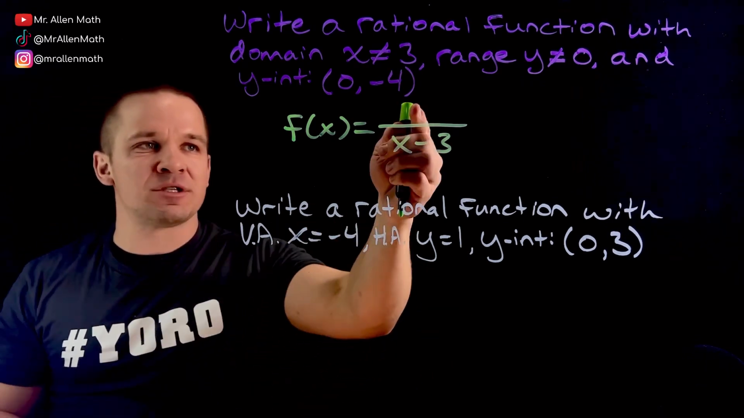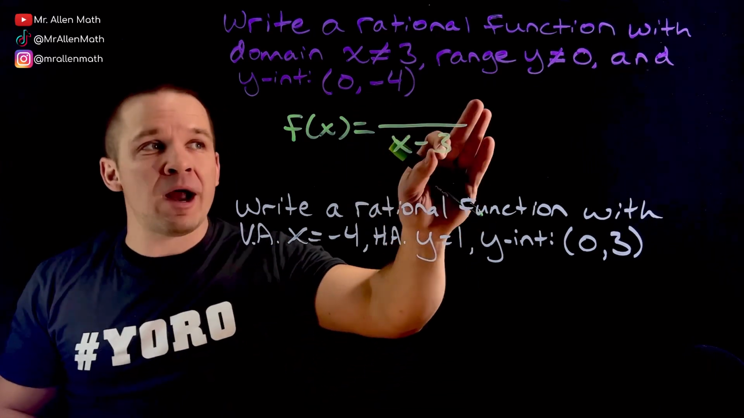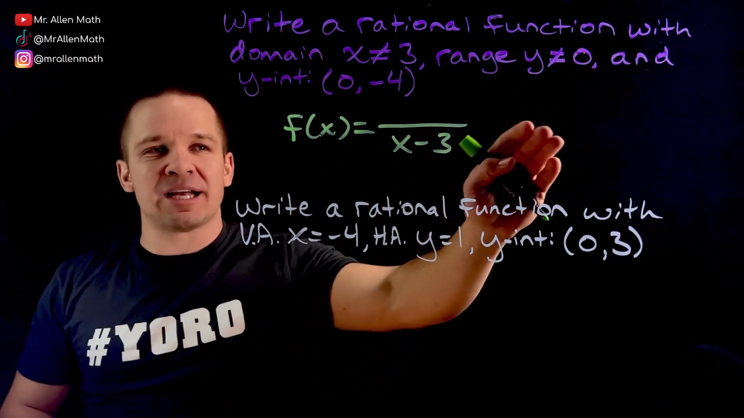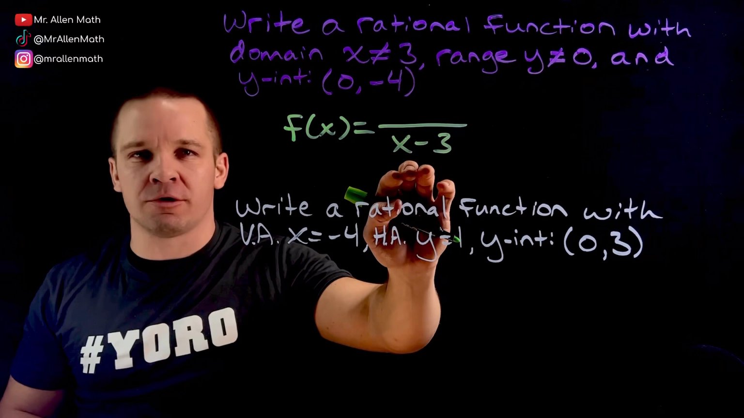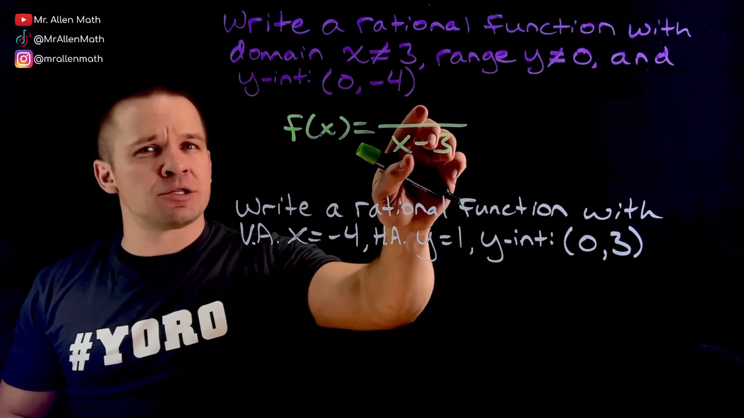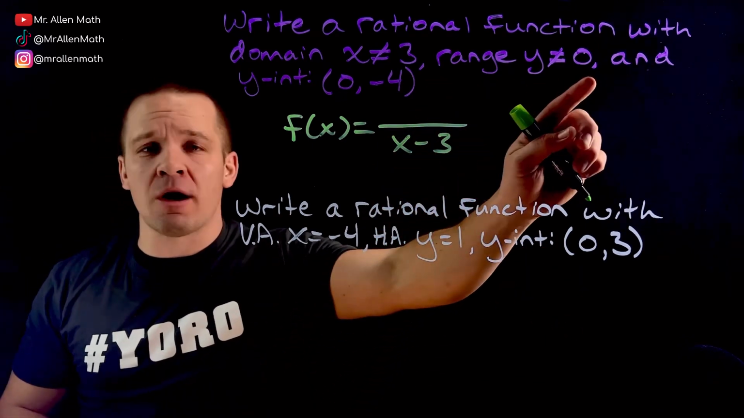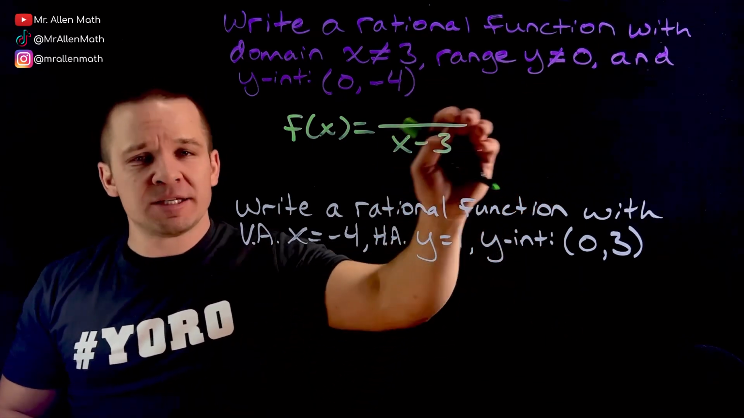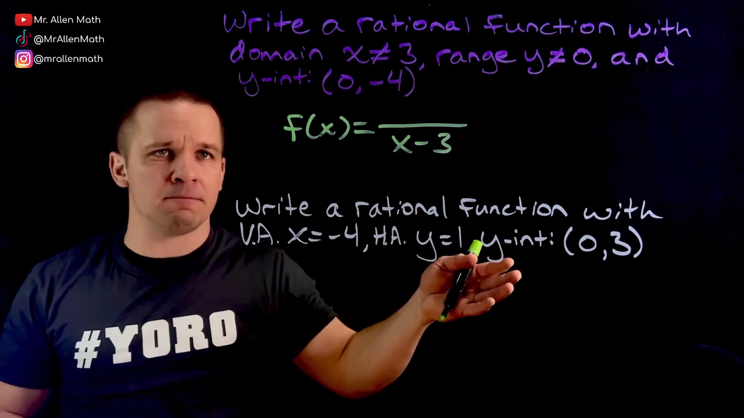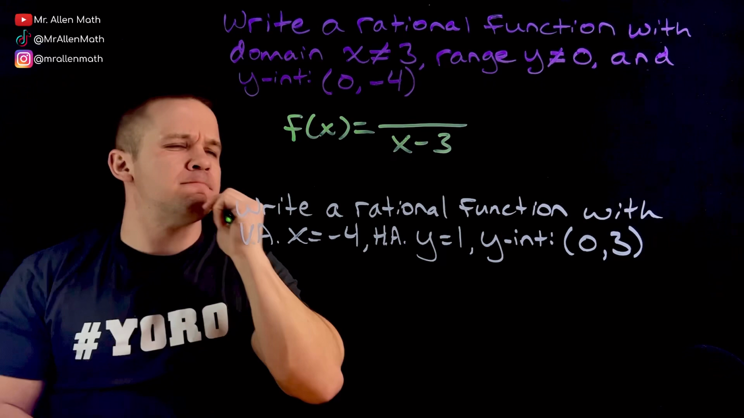Now I've got to figure out if there's some kind of number that goes up here. My range, y does not equal 0, means that I have to have a smaller degree over a larger degree and no shift up or down. So as long as I just throw a constant up here, 1, 2, 3, 4, whatever, we're good to go on that range not equaling 0, because that'd be a horizontal asymptote of y equals 0. My y-intercept, that's the kicker, right? I need an output of negative 4.